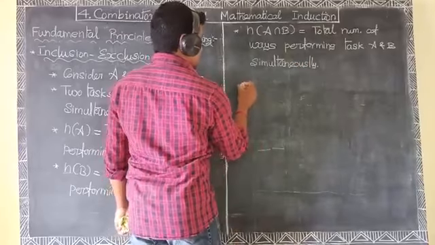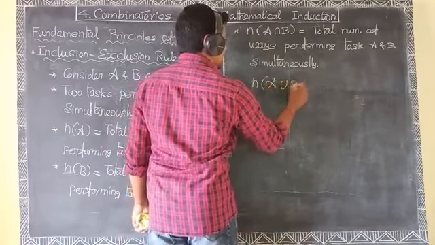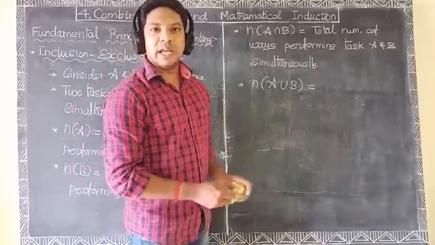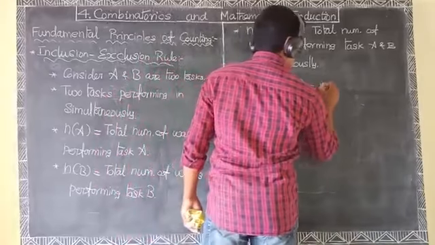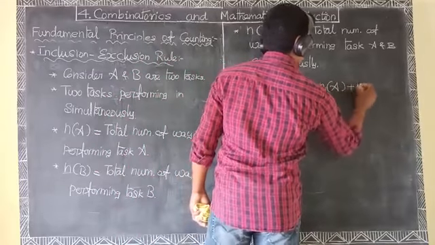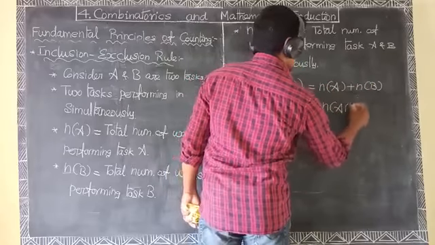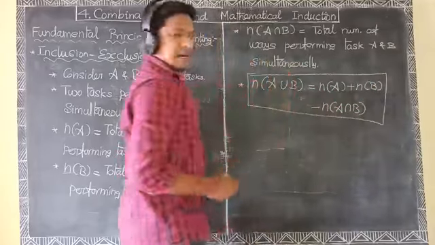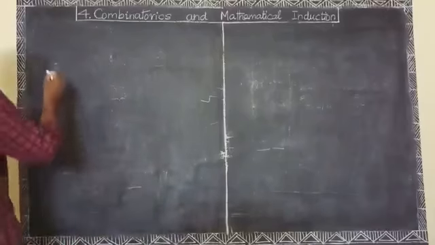Then the result is n of A union B. It means the total number of ways of doing task A or B, which is equal to n of A plus n of B minus n of A intersection B. Okay, next go to factorials.